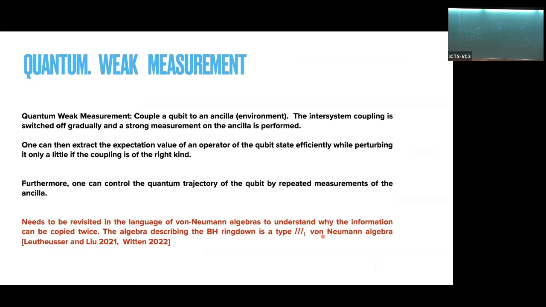So anyway, what I wanted to tell you is what I already mentioned about quantum weak measurement. There seems to be something of this kind. So essentially, the idea of weak measurement is that you can extract some information of the first system without measuring it. You can couple it to some ancilla, and then you switch off the intersystem coupling, and the coupling has to be specially designed, and then you can extract the expectation value of an operator of the qubit state simply from the strong measurement of the second system. The strong measurement is the usual measurement. And there is also something where you can control the quantum trajectory.